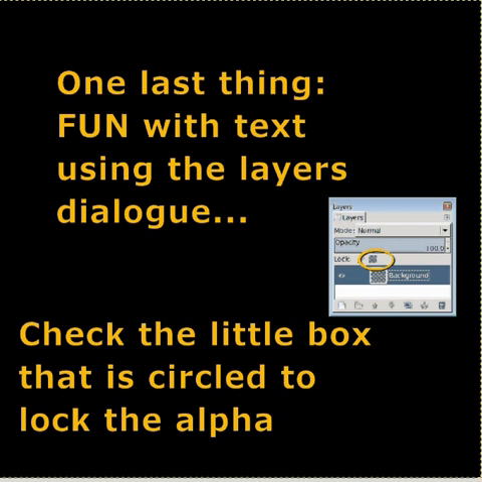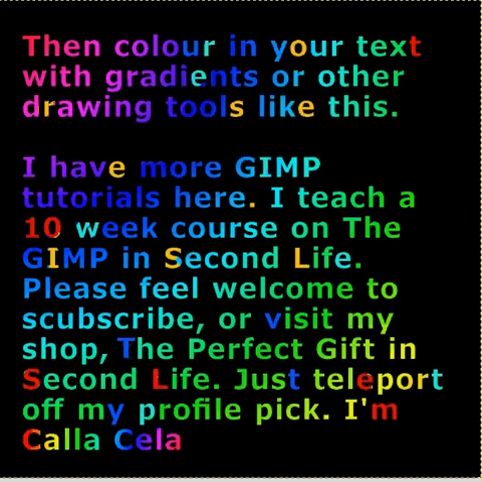Okay, one last thing. Fun with text using the Layers dialog. Check the little box that's circled where it says Lock, to lock the alpha. Then you can color in your text with gradients or other drawing tools like this. I have an alpha background on the text, and then there's black below it, with all the alpha locked. So I can just simply drag blend tools and color in with my different paint tools. So it's kind of fun.